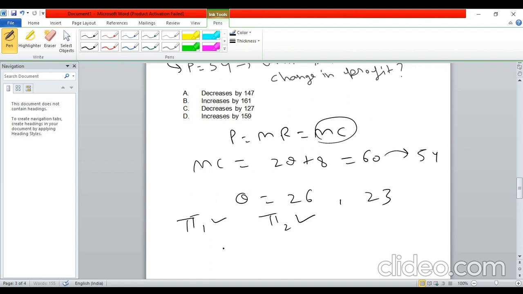How can you find profit? Simple. The total revenue minus total cost. What will be total revenue? P1 Q1, and total cost they have already given to us as TC. So use this formula to find out the profit for both the situations, and then see if the profit is increasing or decreasing, and by how much. When I calculated it, I got this as the answer, that the profit decreases by 147. Let me know guys if you had got any other answer for this one.